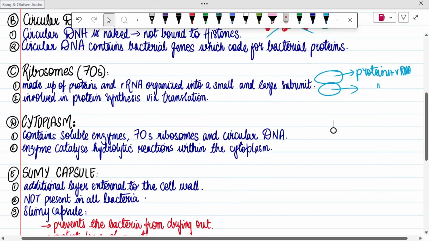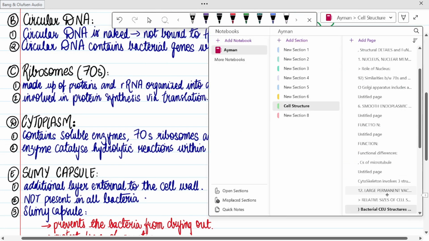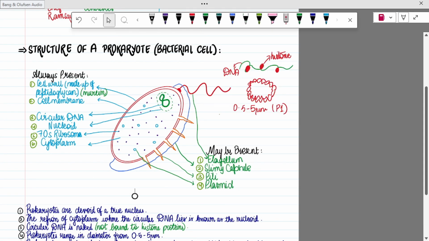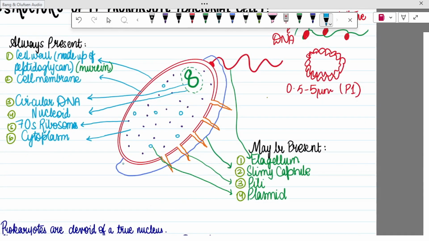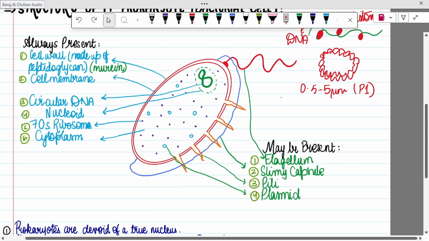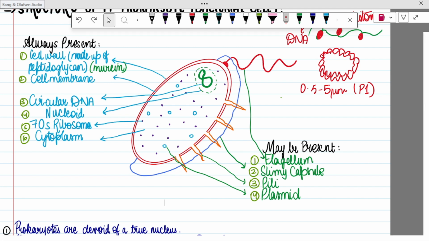The slimy capsule, ये थोड़ा सा नया concept है. ये आपका slimy capsule, बिल्कुल एक capsule बन रही है यहाँ पे बाहर, external to the cell wall of the bacterial cell. Basically, it is an additional layer to your cell wall. Cell wall के ऊपर होती है ये, and it is not present in all bacteria. कुछ कुछ bacteria में present होती है.